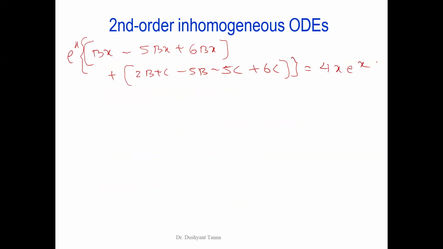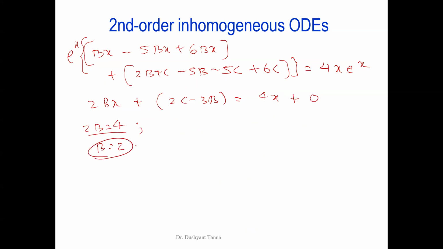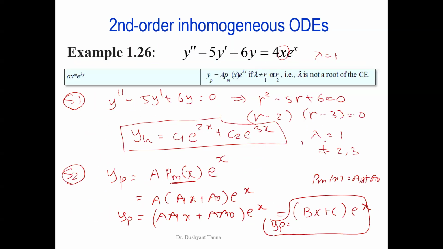Don't worry about e power x. So we got Bx minus 5Bx plus 6Bx, that's like 2Bx. The other part will be simplified as 2C minus 3B. So 2Bx plus (2C minus 3B) is equal to 4x plus 0, as we get rid of e power x. So 2B is 4. That will give you B is 2. And 2C minus 3B is 0, so 2C minus 6 is 0 because you plug that back here, and your C is 3. So we got 3 and 2, right? Perfect.